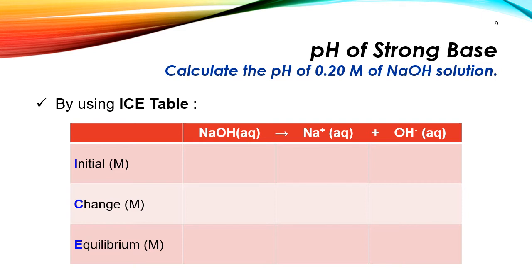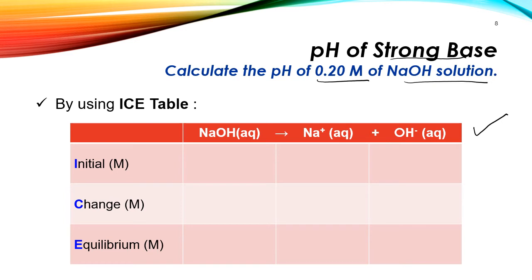So take note that the NaOH solution is a strong base. Using the same method, which is using the ICE table, we have to write the balanced chemical equation into the table, which means the dissociation of NaOH solution. So the NaOH will dissociate to form Na+ ions and OH- ions. To determine the pH, we have to determine the concentration of each of the substances after the dissociation.